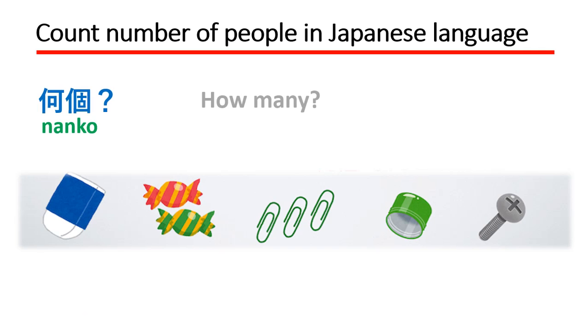And if you want to say how many, you could say nanko. Or you can say in the polite form, nanko desu ka? Nanko desu ka? Something like that.